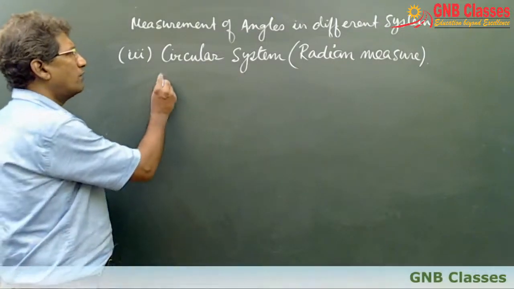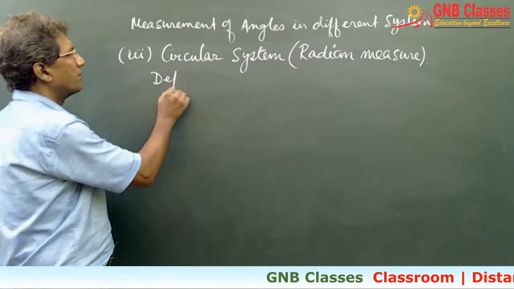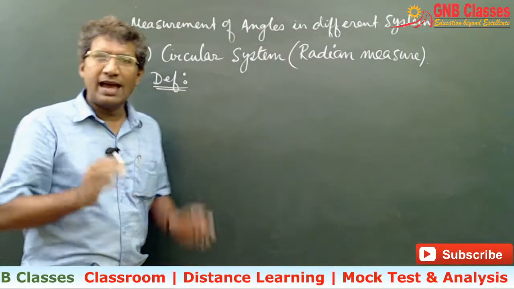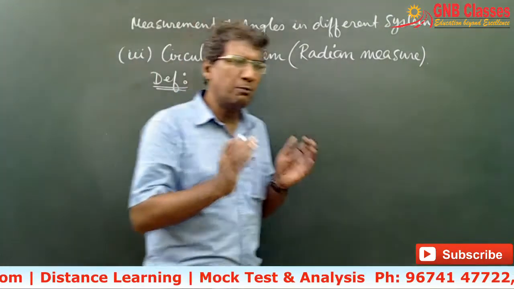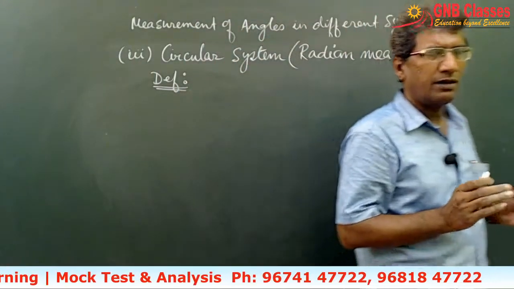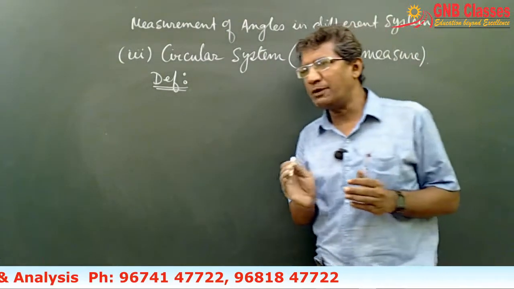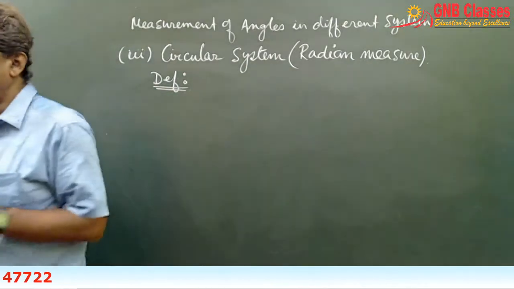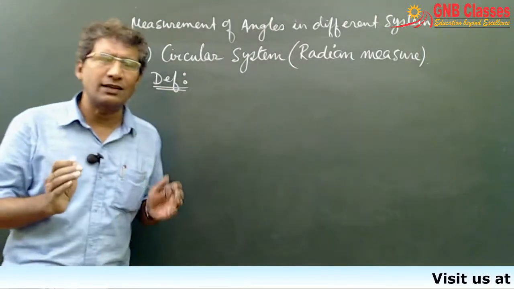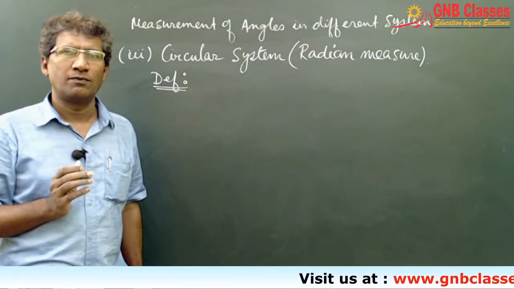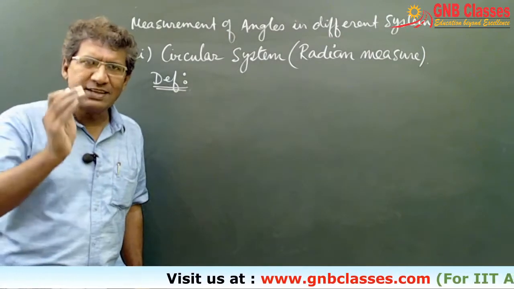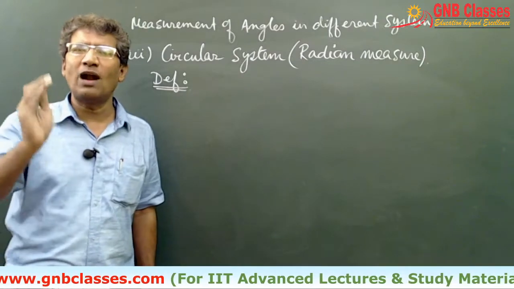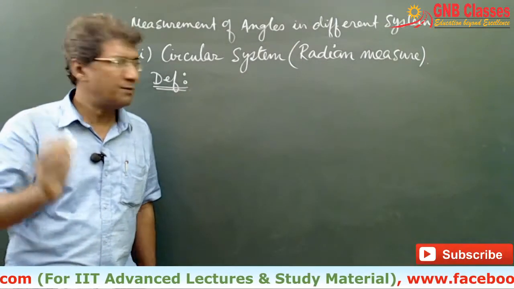Definition of radian measure. Write it down. The angle subtended by an arc equal to the radius of a circle at the center of the circle is what is called 1 radian. Is it clear?